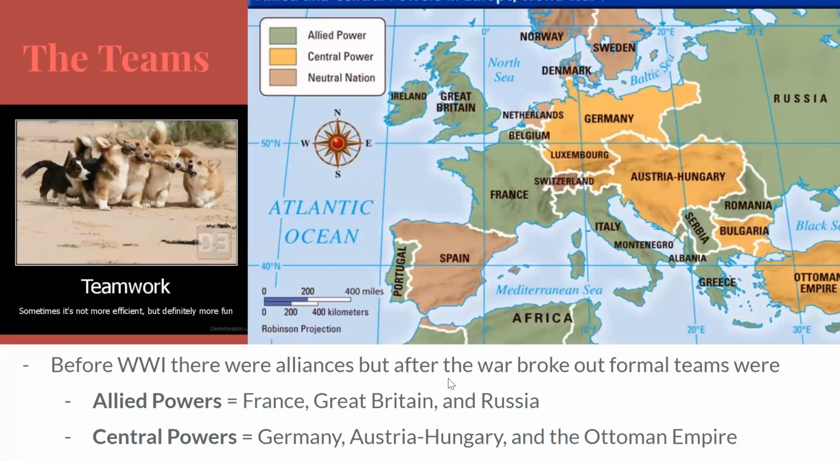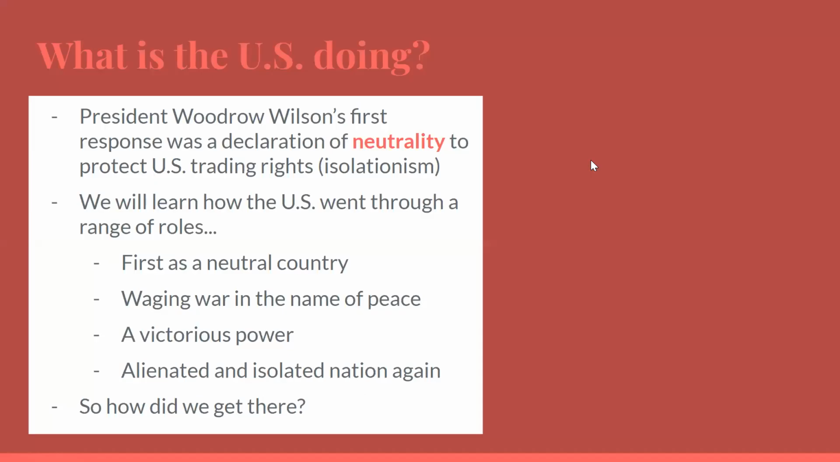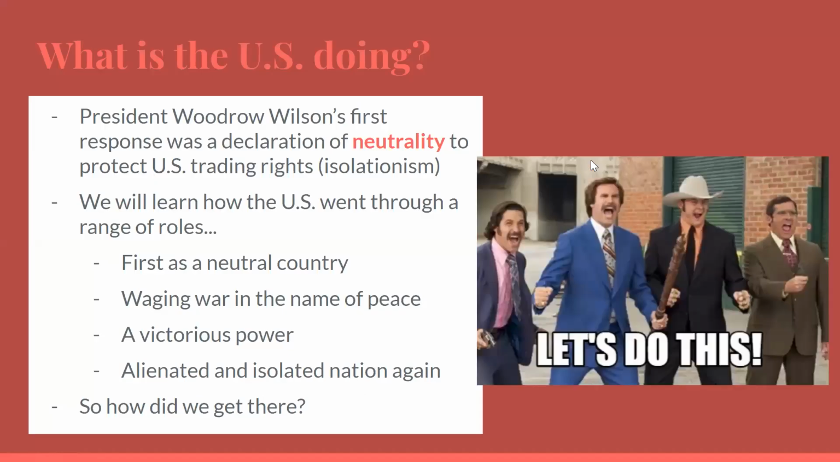So the Allied powers are France, Great Britain, and Russia at the start, and the Central Powers are Germany, Austria-Hungary, and the Ottoman Empire. You can see they're Central Powers because they're centrally located, but these are just the main power players on both teams. And the U.S. initial response is neutrality, just as it always has been. Like we want to preach isolationism, but we know we get involved.